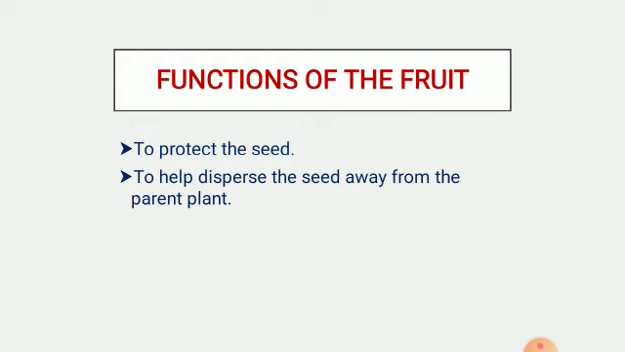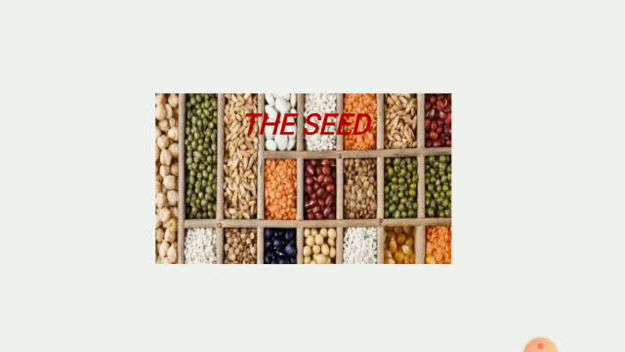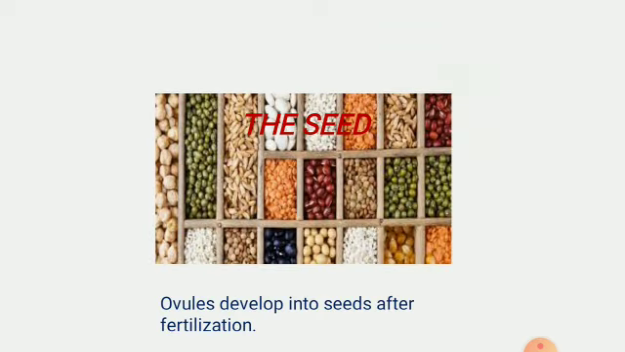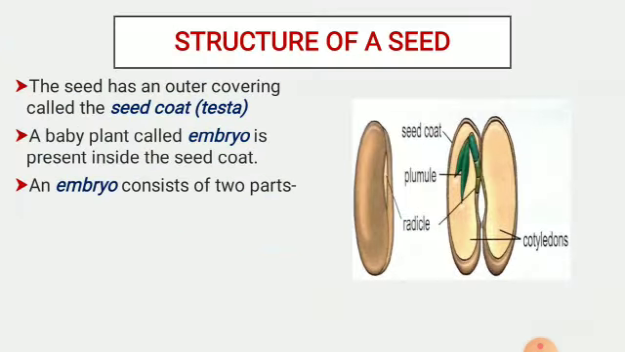Now we will learn about the seed. Ovules develop into seeds after fertilization. Structure of a seed. A seed has an outer covering called the seed coat. A baby plant called embryo is present inside the seed coat.